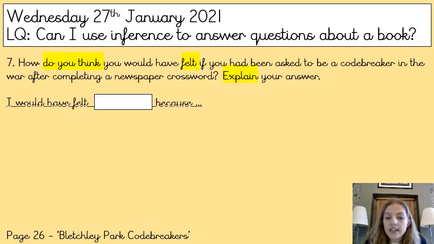Question 7, this is an opinion question, so you don't need the text to support you on this one, but it's asking you, how do you think you would have felt if you had been asked to be a code breaker in the war after completing a newspaper crossword? Then you need to explain your answer. I would have felt... because... So you'd write your emotion and how you felt, and then you would expand on that. Okay, so I hope that makes sense.